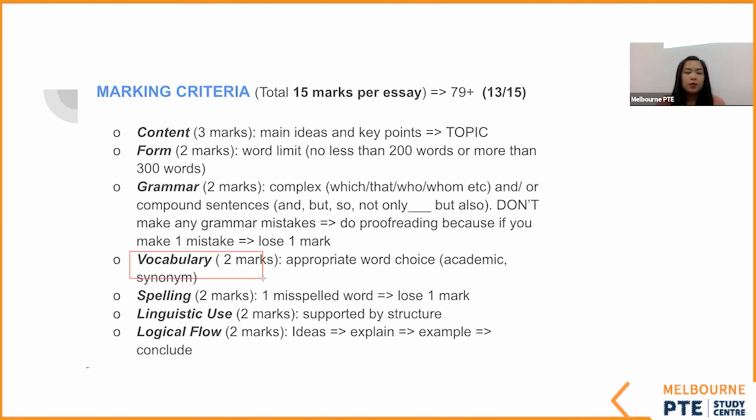Vocab is supported by the structure, okay? You don't have to worry about it. Spelling, you need to check your spelling because if you make a spelling mistake, you lose marks too. So one misspelled word, you lose one mark. If you make two spelling mistakes, you lose two marks. And you will end up with zero for your spelling, okay? It's computer marking. You have to be careful about the mistakes that you make in your exam.